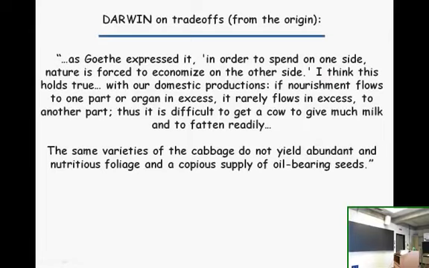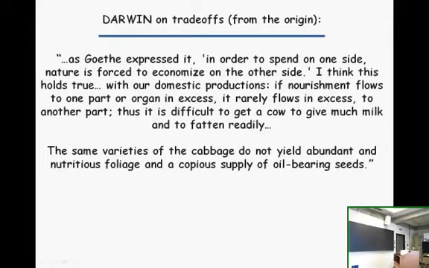As Goethe expressed it, in order to spend on one side, nature is forced to economize on the other side. I think this holds true with our domestic productions. If nourishment flows to one part or organ in excess, it rarely flows in excess to the other part. So he's there talking about a phenotypic trade-off in terms of resources moving from one place to another. Thus, it is difficult to get a cow to give much milk and to fatten readily.